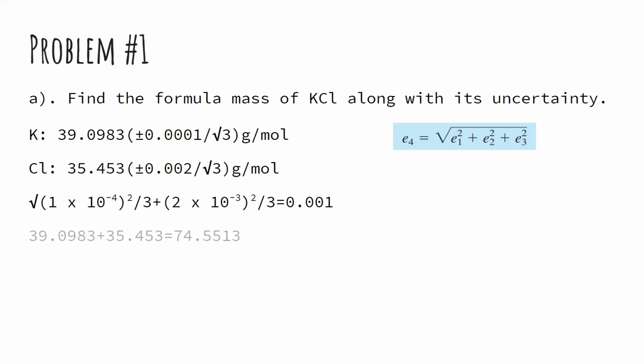After doing this, we find the atomic mass of the compound, which is 74.5513. We need to remember the significant figure rule, which is that the decimal place of the first non-zero number of the absolute uncertainty is the decimal place of the last digit of the final answer. After all that, we get the final formula mass is 74.551 plus or minus 0.001.